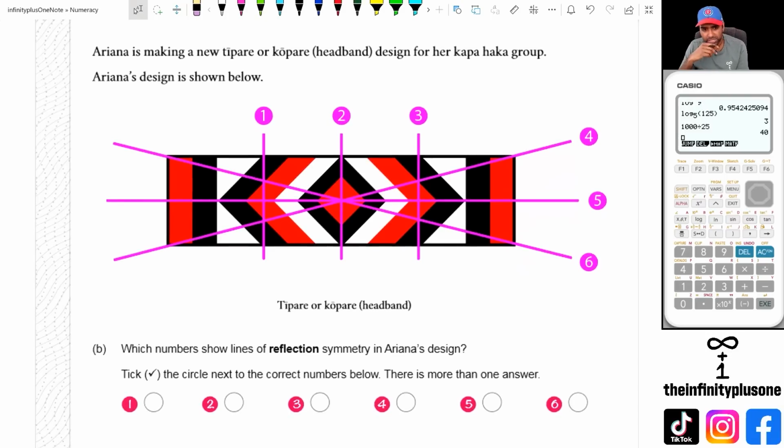Part B of this question: which number of lines shows reflection symmetry in Ariana's? Reflection symmetry. Well, I think the only lines that show any kind of reflective symmetry are line 2 and line 5, because line 2 you can fold in the middle, and line 5 you can fold in a horizontal way, but everything else has no line of symmetry. So we're going to have line 2 and line 5.